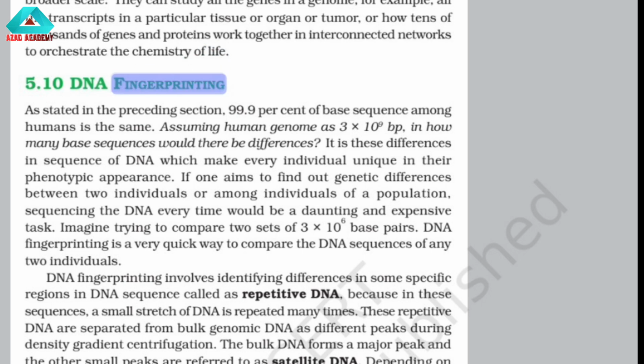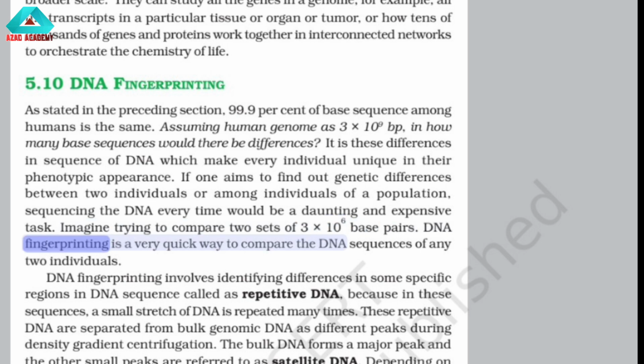DNA fingerprinting. As stated in the preceding section, 99.9% of base sequence among humans is the same. Assuming the human genome is 3 × 10^9 base pairs, in how many base sequences would there be differences? It is these differences in sequence of DNA which make every individual unique in their phenotypic appearance. If one aims to find out genetic differences between two individuals or among individuals of a population, sequencing the DNA every time would be a daunting and expensive task. Imagine trying to compare two sets of 3 × 10^9 base pairs.